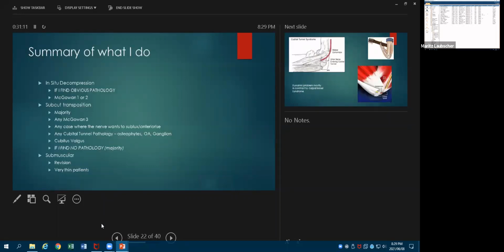So this is what I basically do. This is my sort of way of thinking about it. I do in situ decompression for McGowan 1 and now McGowan 2, because that's what the literature says. It shows no difference in McGowan 1 or 2 when you do an in situ or a transposition. All McGowan 1 or 2, and especially if I find obvious pathology. Now that sounds weird. If I find the nerve to be compressed, I release it in situ, and I've sorted the problem out. There's the nerve, trying to get through a very tight Osborne's ligament. I release the Osborne's ligament. I've sorted the problem out.